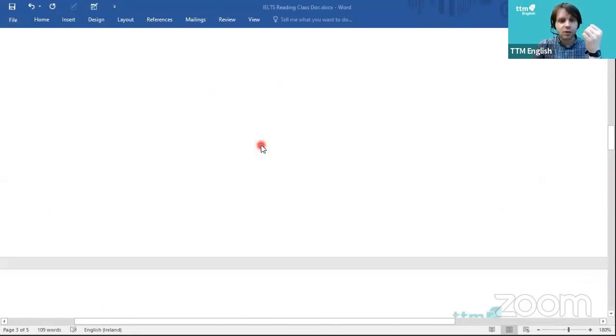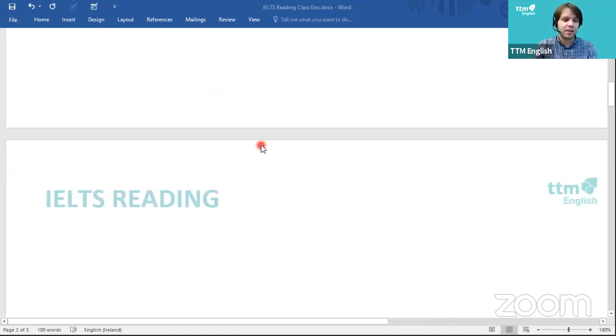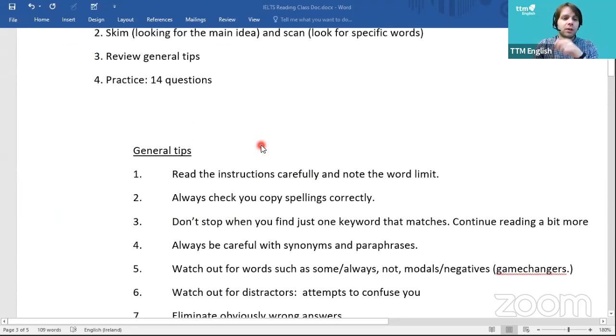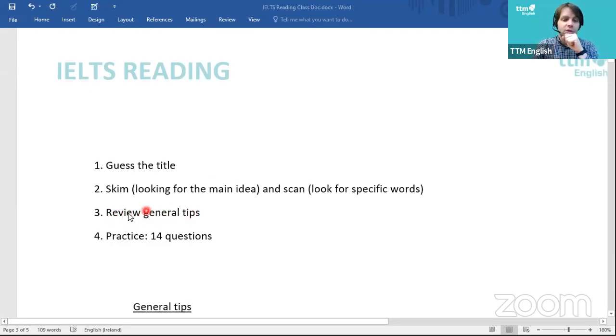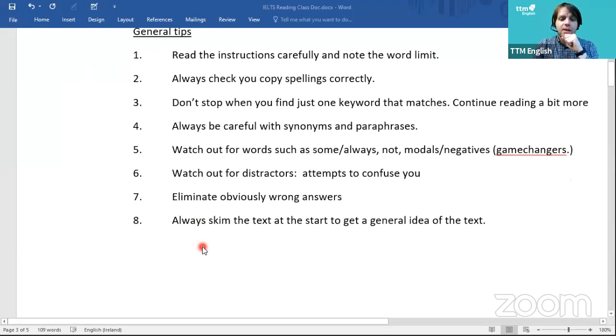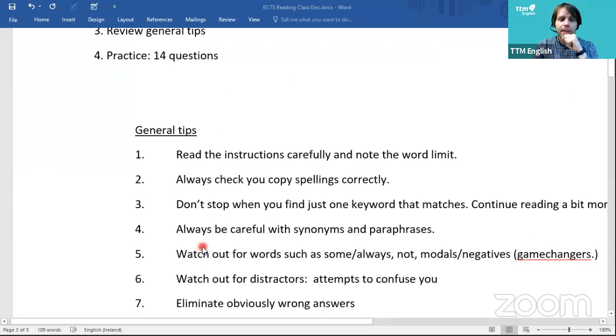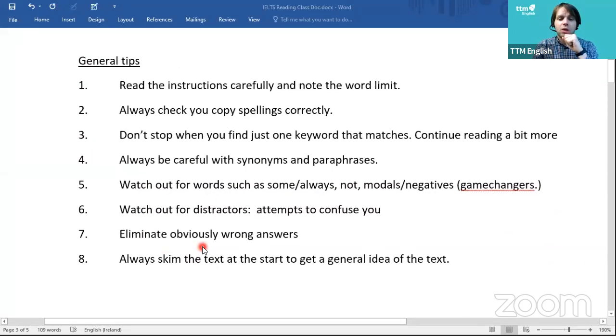Okay, so we've played some games, we've done a bit of practice, but now what I want to do is quickly review these general tips, and then we're going to do 14 questions. Okay, so here's my general tips. I'll give you 1 minute. Just read these and remind yourself of these important things. And then I'll ask you some concept checking questions.